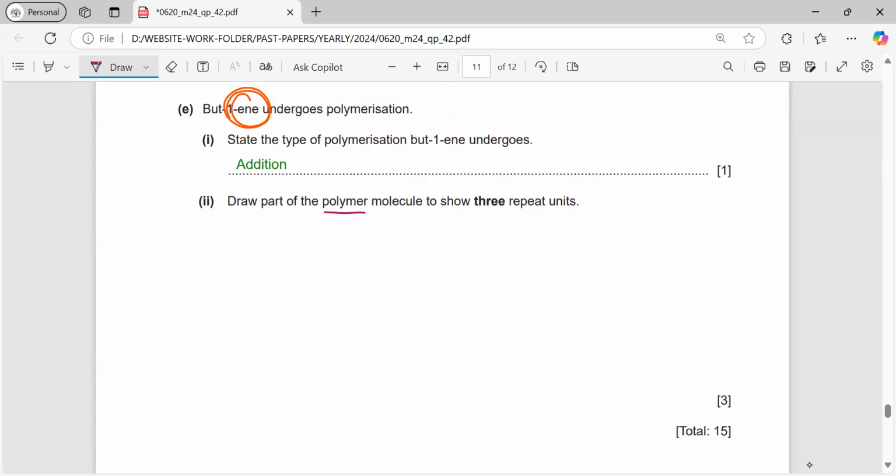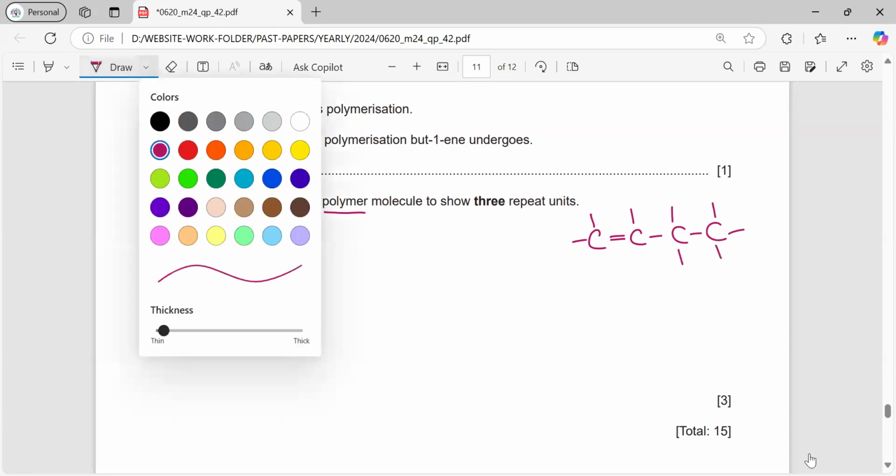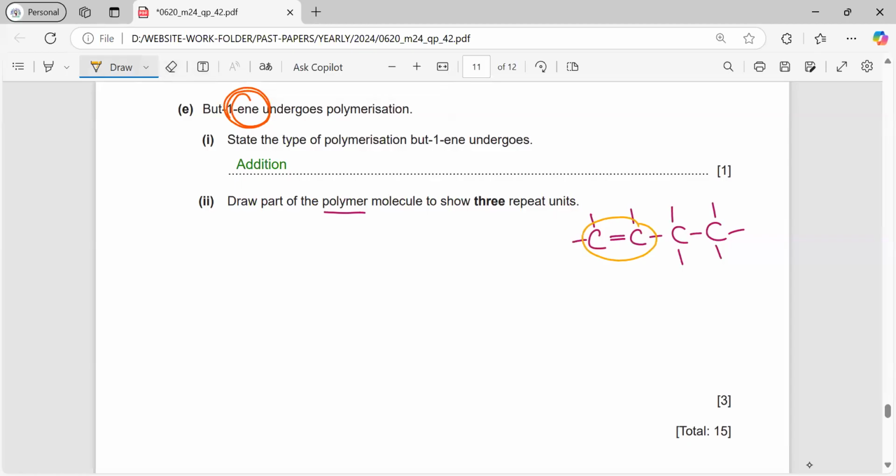So here, 1, 2, 3, 4. But-1-ene will look like this: CH2, CH, CH2, CH3. We have to focus on this carbon-carbon double bond, so we shift the rest of the groups up and down. So it will be carbon double bond carbon. On the first carbon we have 2 hydrogens, so we make them up and down. On the second carbon we have 1 hydrogen attached up, and then there is 1 C2H5 attached. So we write it here, C2H5. This is the shape of the monomer of but-1-ene.